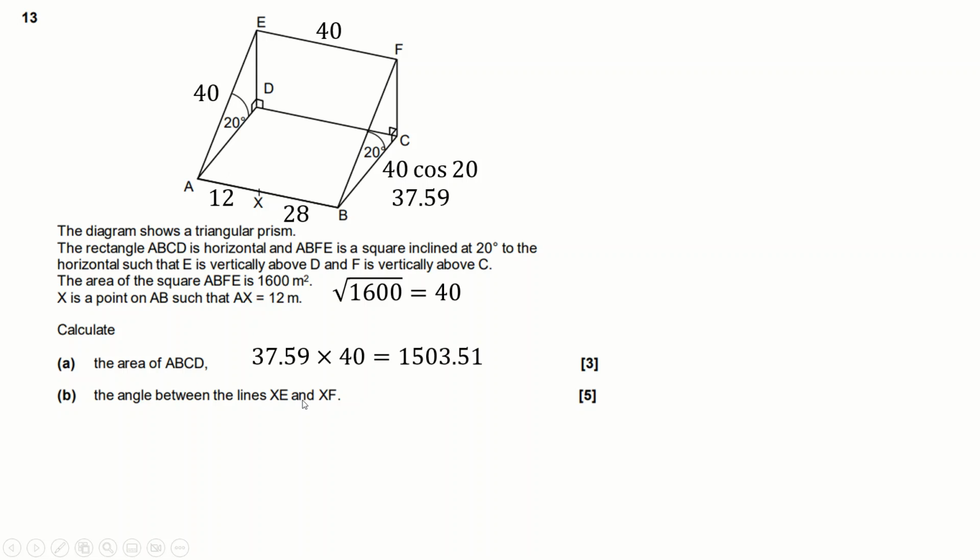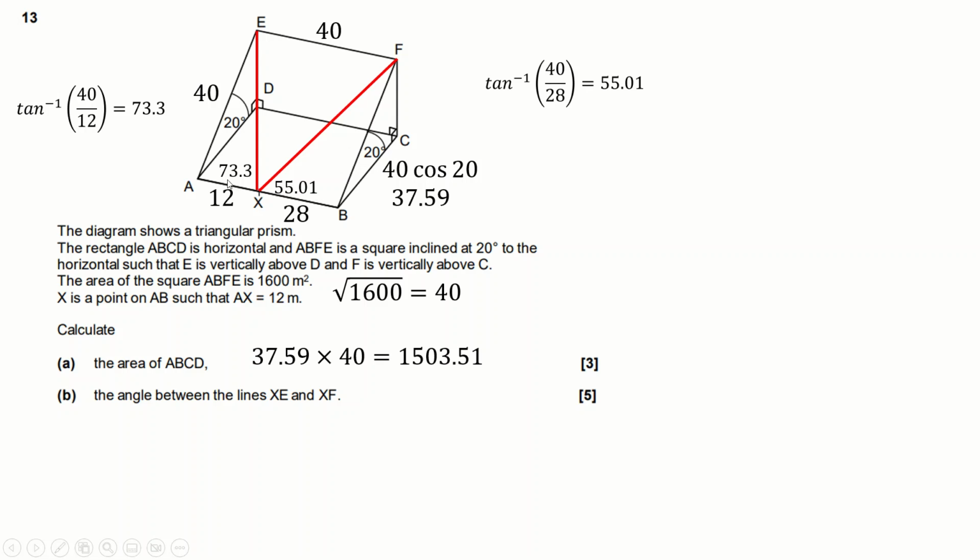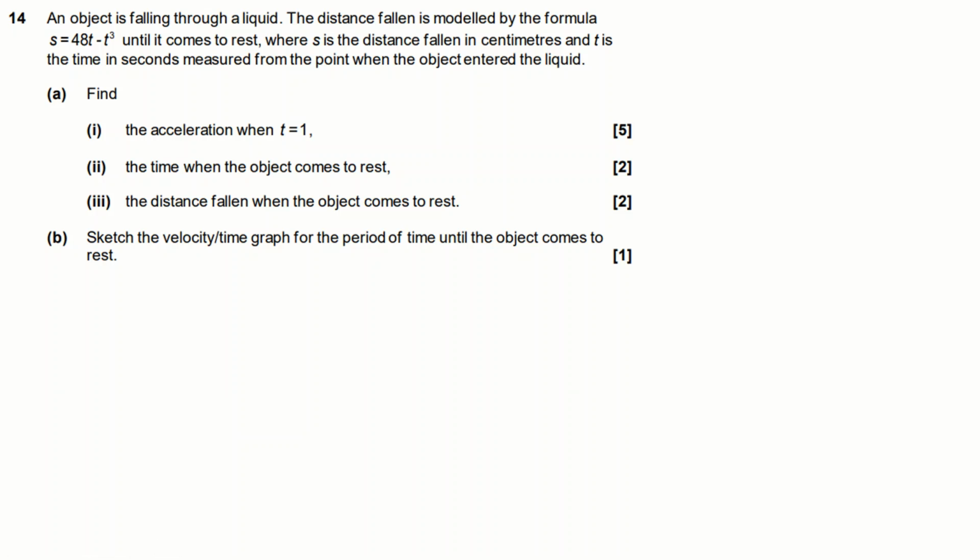And then the angle between XE and XF. Now XE is this one and XF is that one. What I just do is find this slanted angle here, which is tan inverse 40 over 12. It's of course opposite over adjacent, which is that. And then this one on this side is going to be tan inverse of 40 over 28, which is that. And then 180 minus those two things gives you this angle here, which is going to be that. Good.